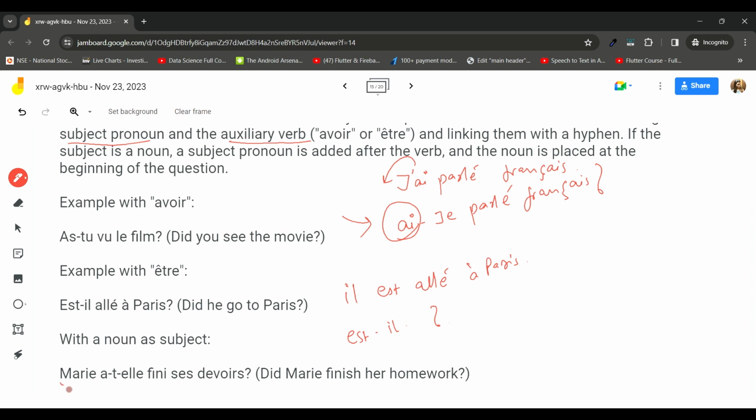If you have a name with the subject pronoun also, for example, Marie, elle a fini ses devoirs. Full stop. This is a normal affirmative sentence. Marie, she finished her homework. Now I want to ask a question. Marie, she finished her homework? I would say Marie a-t-elle fini ses devoirs? Did she finish her homework?